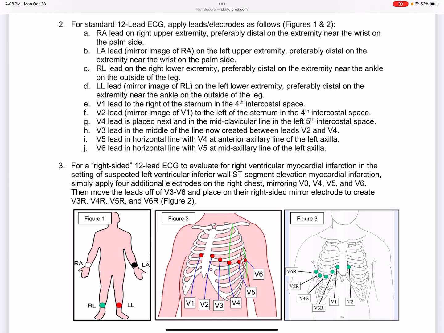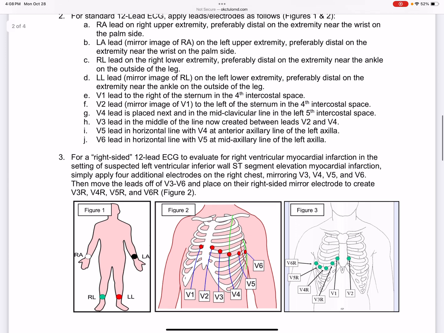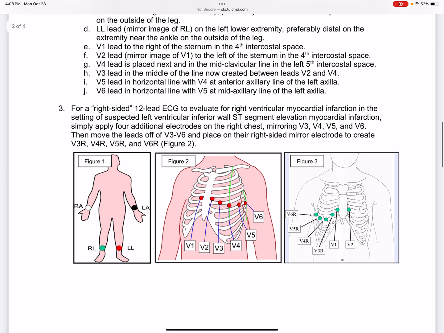So for this protocol, we're just going to go through and read number 2. Right arm on right upper extremity, preferably distal on the extremity near the wrist on the palm side. The left arm is the same as the right arm, it's just on the left upper extremity. The right leg lead is on the right lower extremity, preferably distal on the extremity near the ankle. Left is the same, just on the left side.